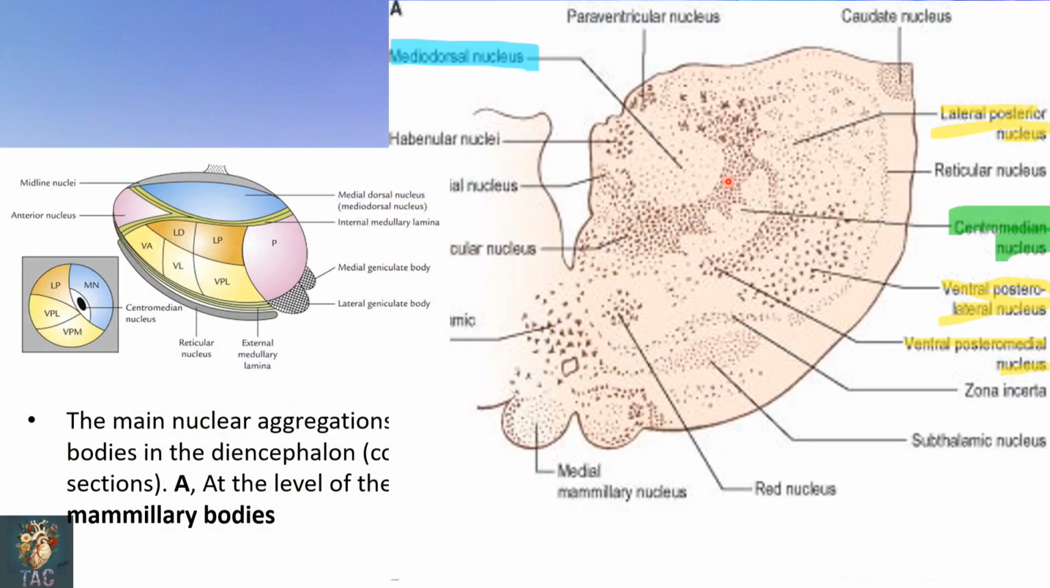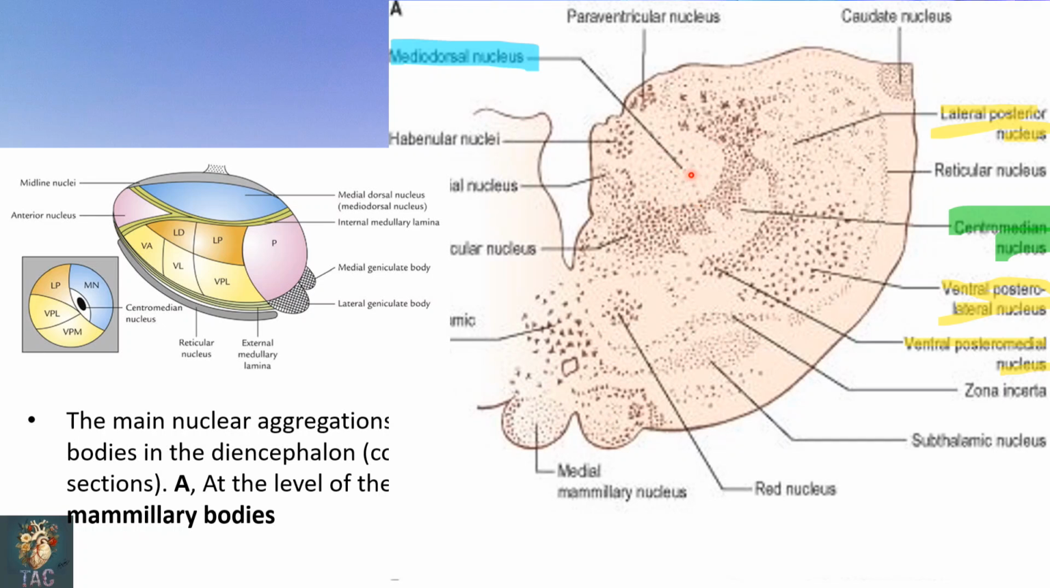Here in this diagram you can see the section of the brain in the area of the thalamus at the level of the mammillary body, and their diagrammatic presentation to show you the different nuclear groups which are present. So this one is the mediodorsal nuclear group. In this slide you can see over here this is the mediodorsal nuclear group, and in the section you can see this is present over here.